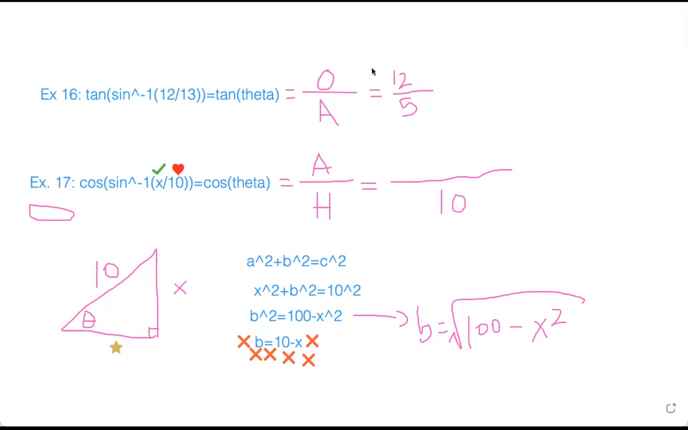But what this allows us to do is now we have our adjacent side, that is the square root of 100 minus x squared. And even though I don't know what that is as a number, I can put that over here in the numerator. And I have an answer that has an x in it. And that is okay.